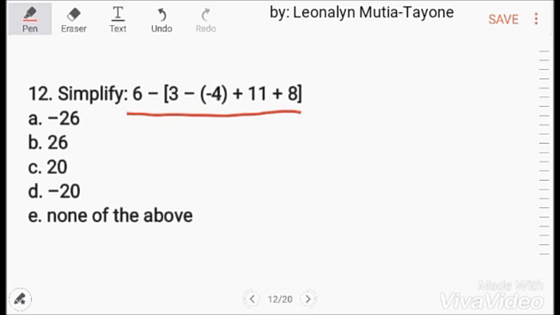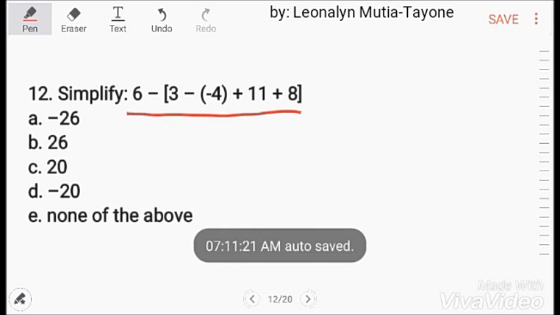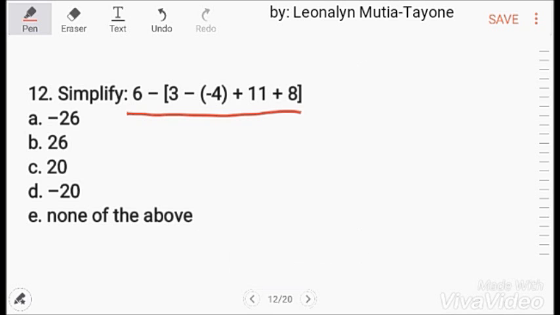Number 12. Simplify this equation. Mga operations dito ay mayroong parenthesis, mayroong subtraction at mayroong addition. Sa order of operation, unahin muna natin ang nasa loob-kaloob-looban ng parenthesis. Ito, nauna ang subtraction. Ang subtraction at saka addition ay pareho lang sila ng rank. So, kung alin ang mauna from left to right. So, unahin natin yung nasa pinaka-left. First, 3 minus negative 4. Ito siya maging positive.